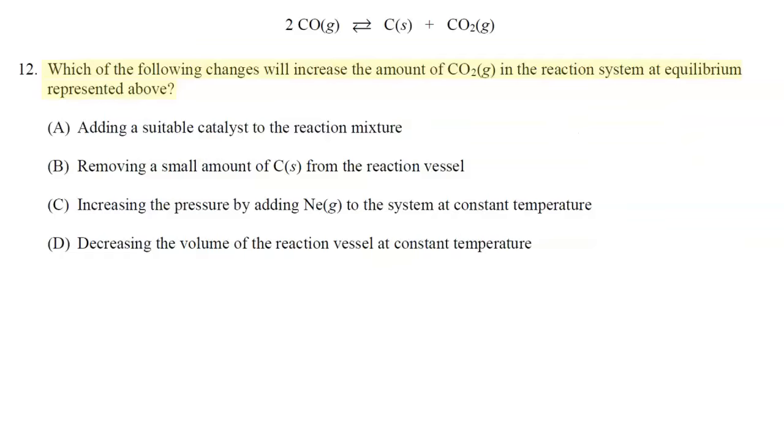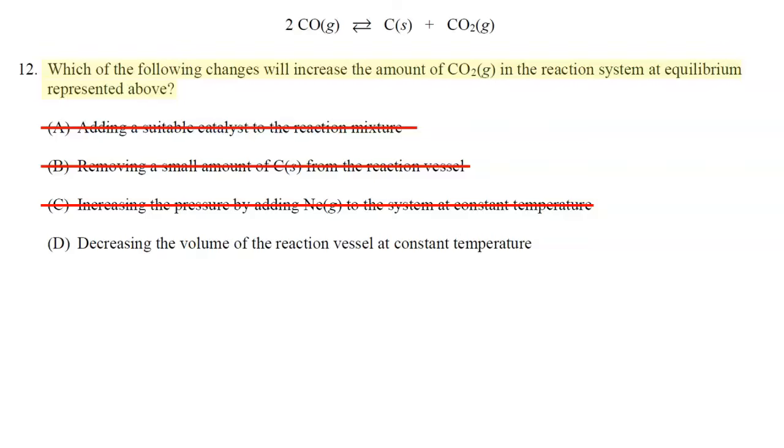Choice A, adding a suitable catalyst. All that will do is cause the system to reach equilibrium more quickly, but it will not cause an increase in the amount of carbon dioxide. So we can eliminate choice A. Choice B says removing a small amount of solid carbon. Again, removing a small amount of a solid will not cause a shift in the equilibrium position, so we can eliminate choice B. And then increasing the pressure by adding an inert or unreactive gas, such as helium or neon, will not cause a shift. So it looks like the correct answer to question 12 would be choice D.